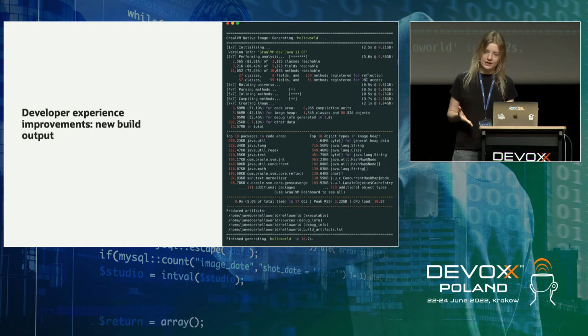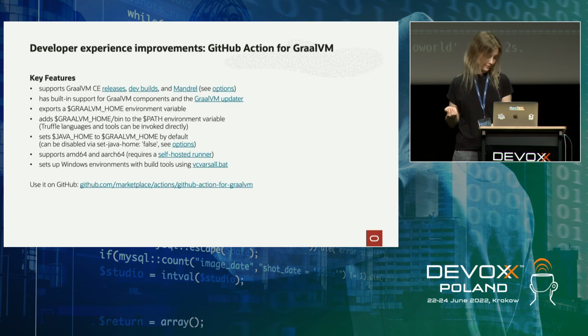So we are analyzing the application, we are compiling it, we are inlining methods, and to give you a better insight into what is happening and what is included in your native image, we now have this new build output where you can get more insight and see if you can optimize certain aspects of your application or your build process, because you have more data to do so.